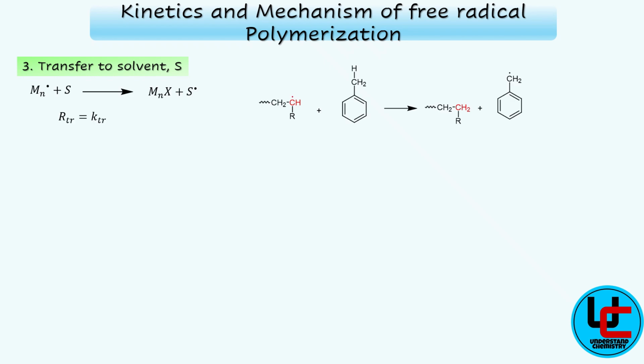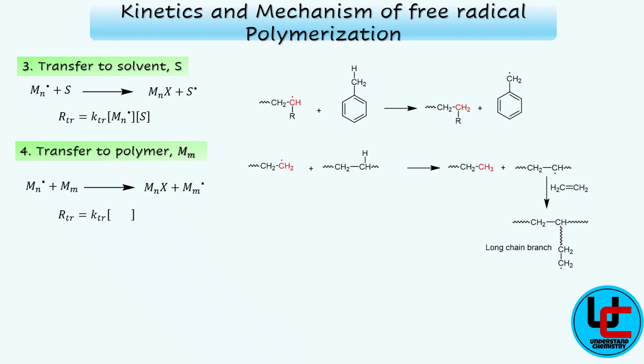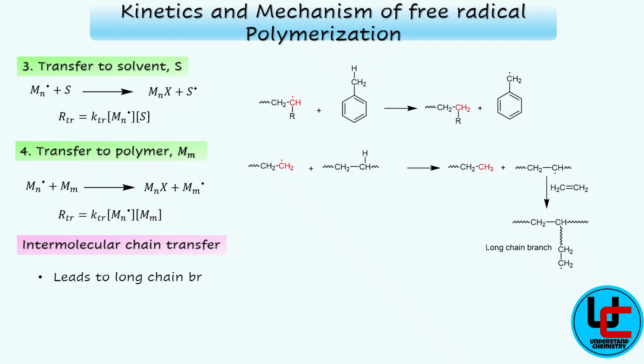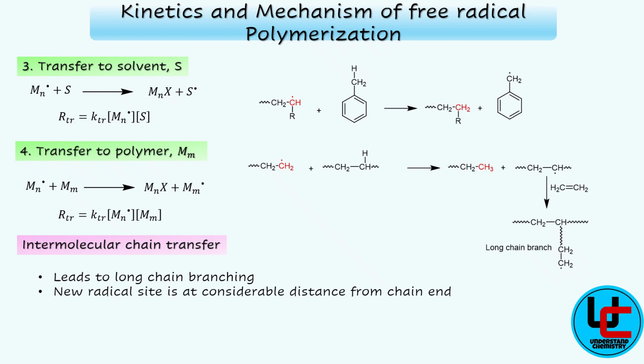In the case of chain transfer to a polymer, a hydrogen atom is migrated from the polymer to terminate the chain. As a result, a new radical is generated on the polymer chain and a polymer starts growing at that point. This type of chain transfer is called intermolecular chain transfer. Intermolecular chain transfer results in long chain branching, as the branching point can be quite far from the chain end.